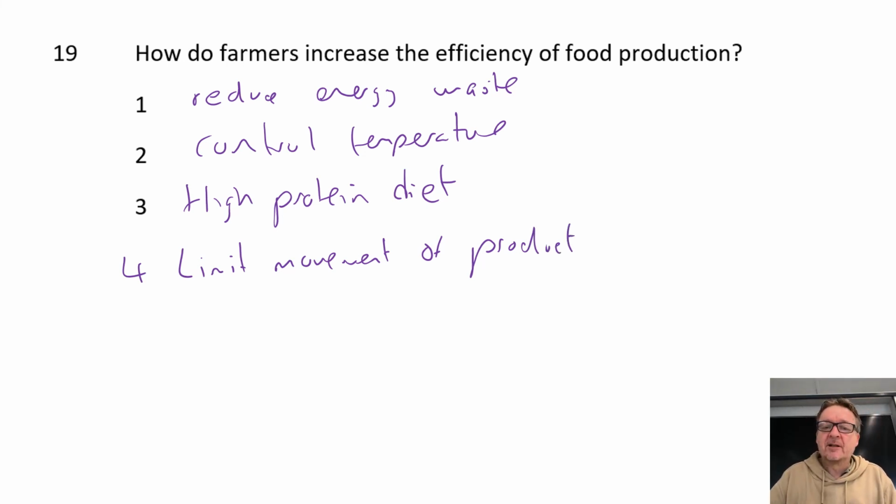So really what this question is saying is, how do farmers make more money? What they'll do is they'll reduce the amount of energy wastage. However much energy they need to put into it, they're going to try and reduce the amount of it. So greenhouses: if you put plants in a greenhouse, you're reducing the energy waste because the greenhouse is then naturally warmer. They will control the temperature. Even if food is in a greenhouse, they will then put heaters on. If they've got cows, pigs, they will give them a high protein diet. The high protein diet builds muscle, which is the food that we then want to eat. And they'll also, which is probably the best one of them, limit the movement. So they'll try and sell their products to closer markets.